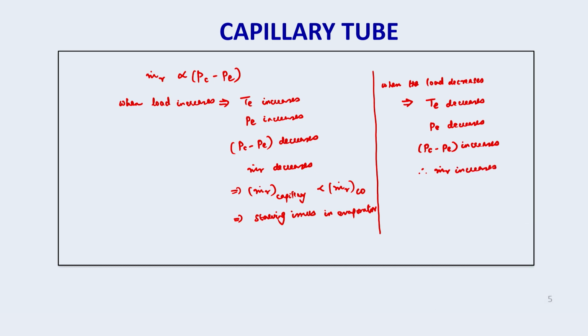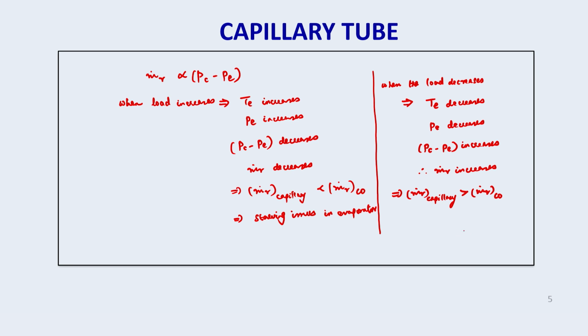which means the mass flow of the refrigerant supplied by the capillary to the evaporator will be more than the amount of refrigerant that is drawn by the compressor.